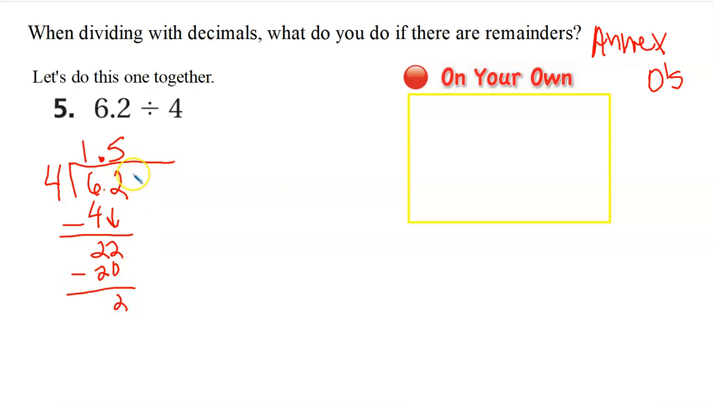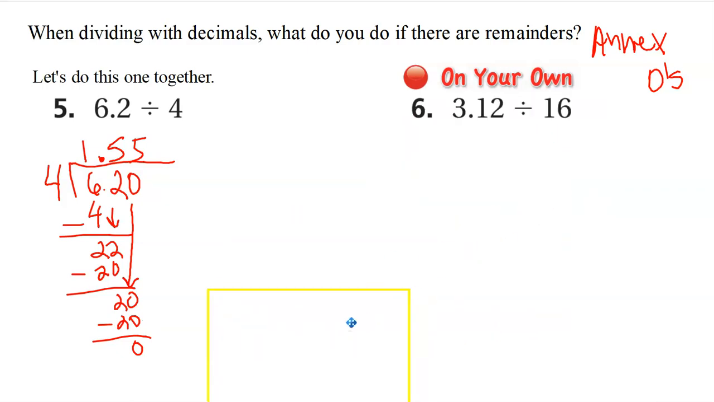Now I have to annex a 0 because I need to keep going into smaller place values. And when I bring down the 0, you can see this is the last one that I have to annex. I only have to annex 1 zero because 4 goes into 20 evenly 5 times. 4 times 5 is 20, and I have no remainder left. Okay, this is the OYO.